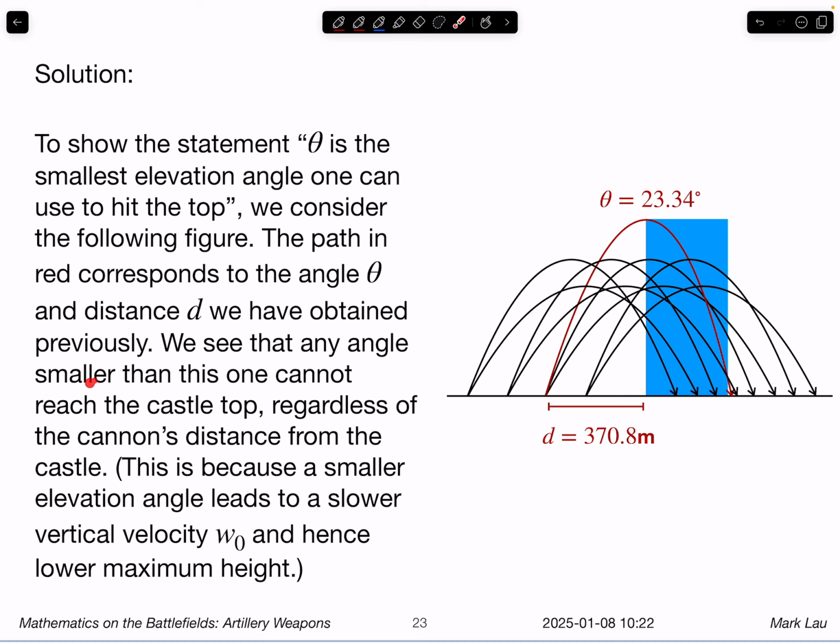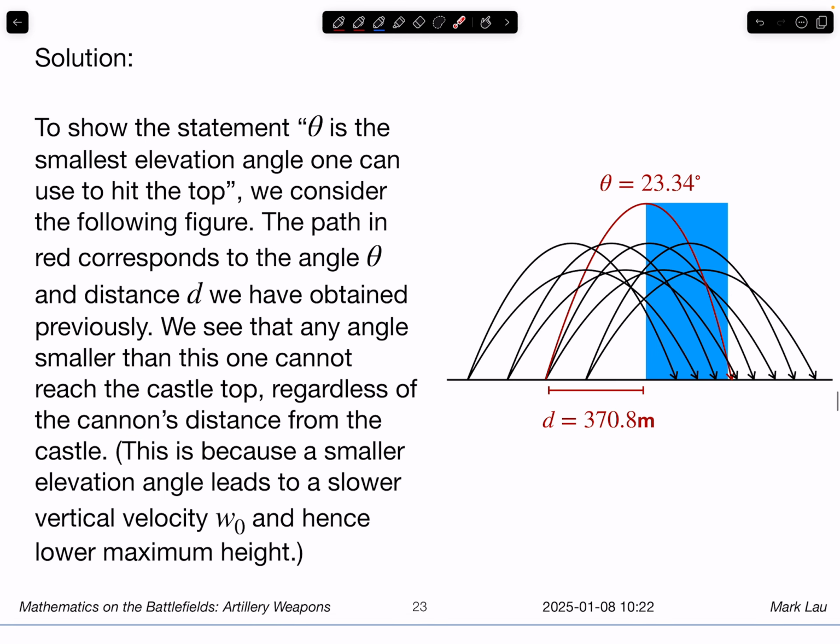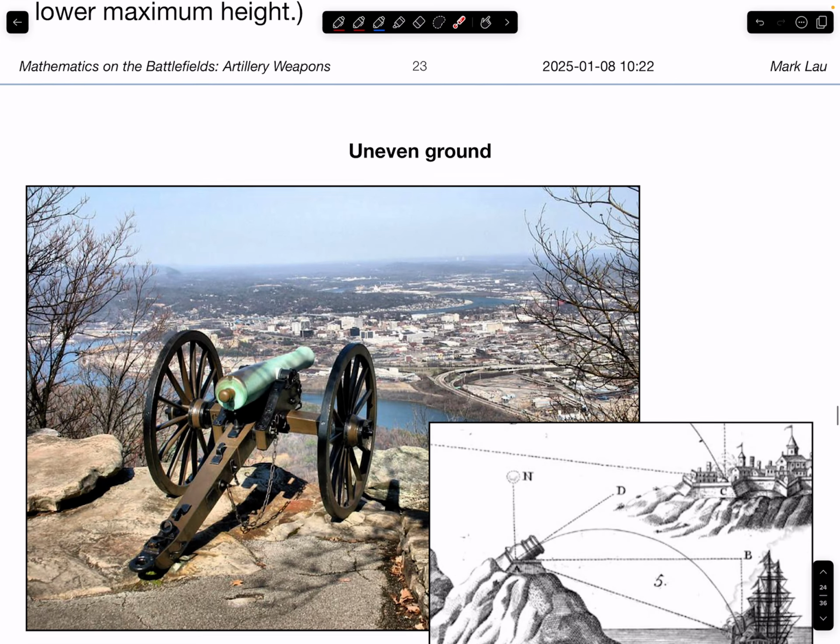We can see that any angle smaller than this cannot reach the castle top, but this is made through computer simulation, right? I won't have this during my exam, regardless of the cannonball's distance from the castle. This is because a smaller elevation angle leads to a lower vertical velocity.